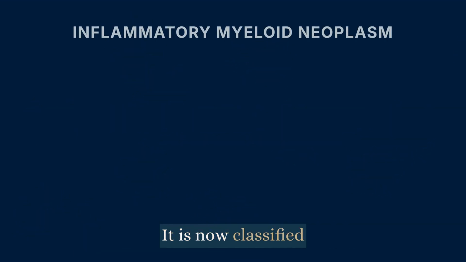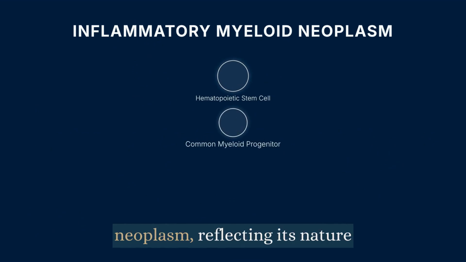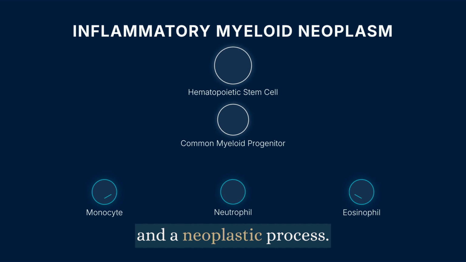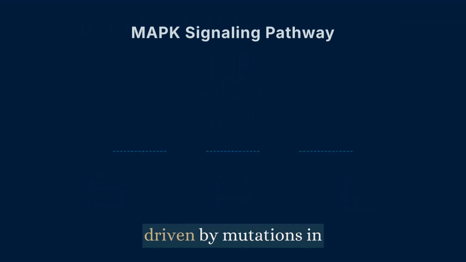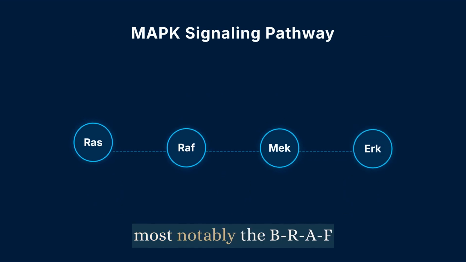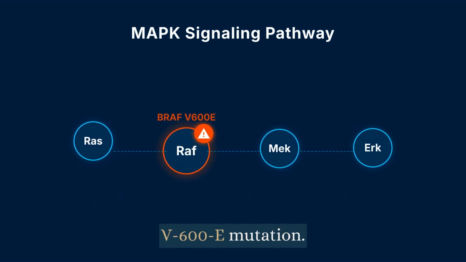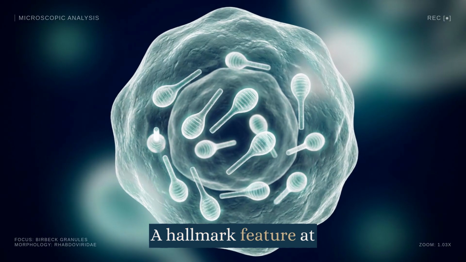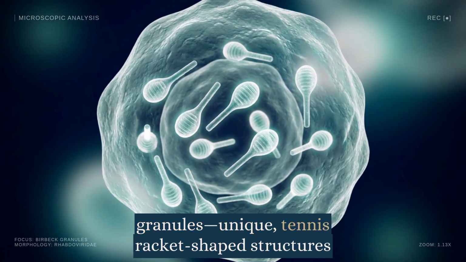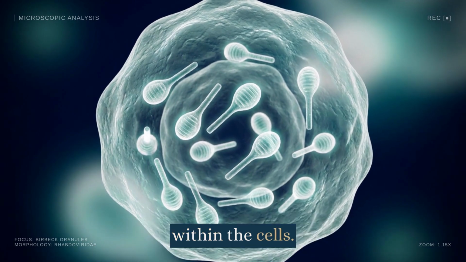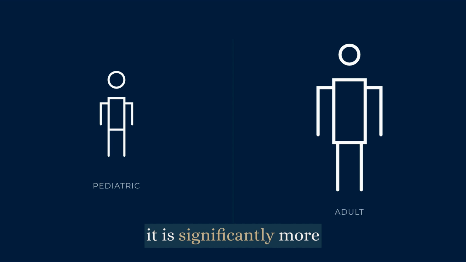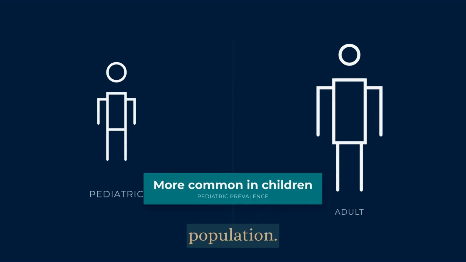It is now classified as an inflammatory myeloid neoplasm, reflecting its nature as both an inflammatory and a neoplastic process. The disease is frequently driven by mutations in the MAPK signaling pathway, most notably the BRAF V600E mutation. A hallmark feature at the cellular level is the presence of Birbeck granules, unique tennis racket-shaped structures within the cells. While LCH can affect people of all ages, it is significantly more common in the pediatric population.